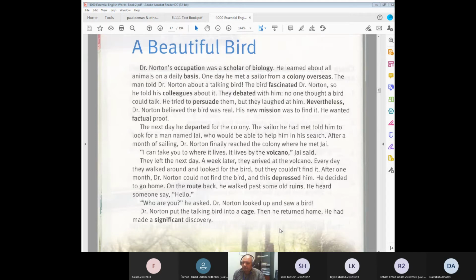Again, this is factual because we have facts. The fact that he went somewhere and then he waited and then went somewhere else in order to check on this discovery. And on his way back, frustrated and depressed, the bird would come out and say hello, right? This is the discovery that he made. And this discovery is significant. Why do I describe this discovery as significant? Significant means very important. Why? Let me first of all ask you about the discovery. What is the discovery and why is it important or significant?